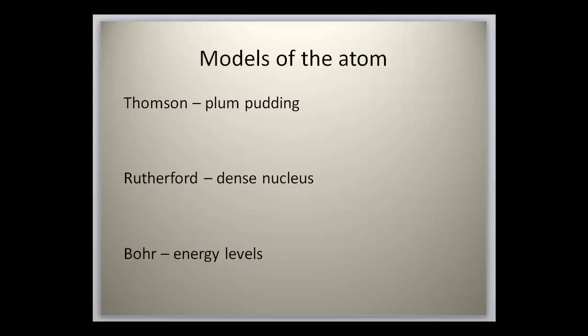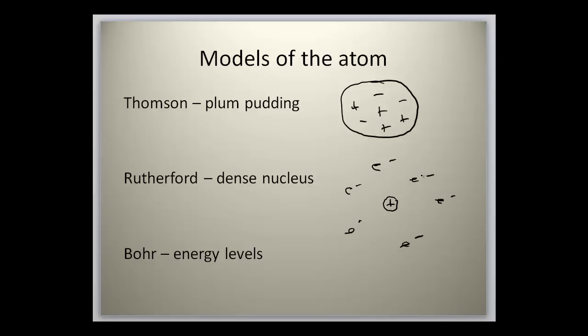Alright, so let's just go through the three models real quick. Thomson came up with what we call the plum pudding model. In other words, he said the atom was just a blob, for lack of a better word, with positives and negatives distributed throughout the atom. No real structure, or at least he didn't define a structure. Rutherford said the nucleus was dense and positively charged, and the electrons were way outside the nucleus. But again, he didn't say anything about where those electrons were.